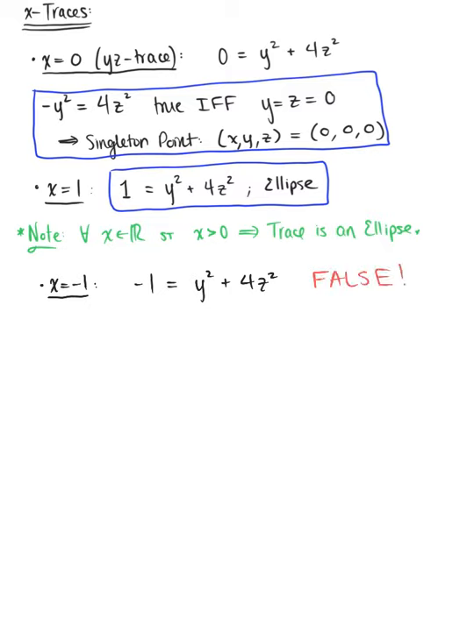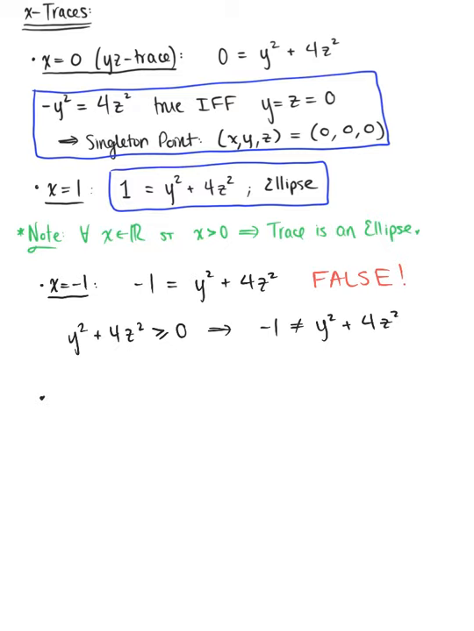Why? Well, y squared plus 4z squared is always positive. This is greater than or equal to 0, so it can never equal -1. This is something to keep in mind when we sketch this graph for fun. This one's letting us know that there are going to be no traces below when x is 0. So now we can go on and think about the other coordinate traces.